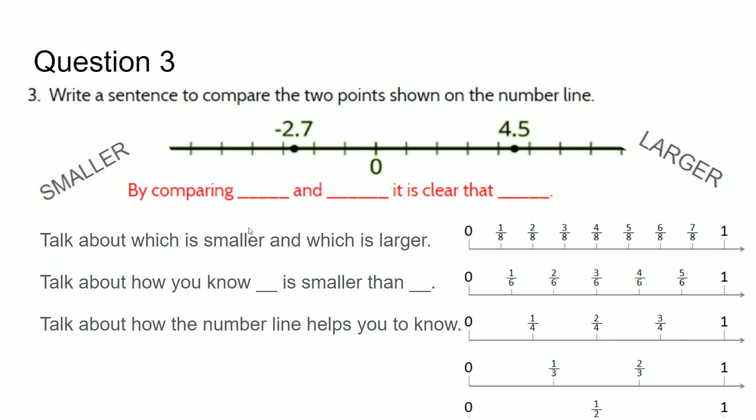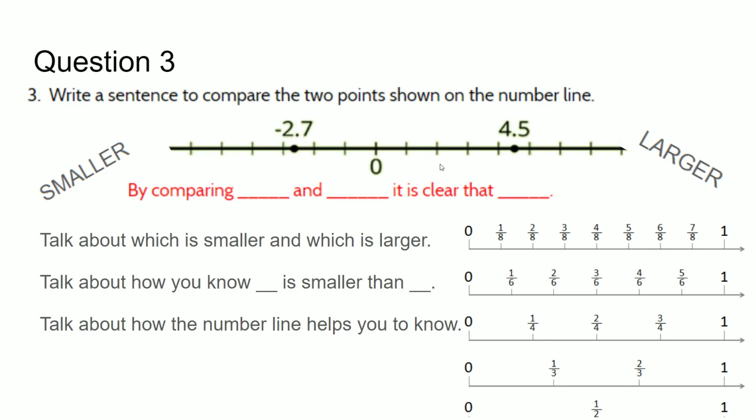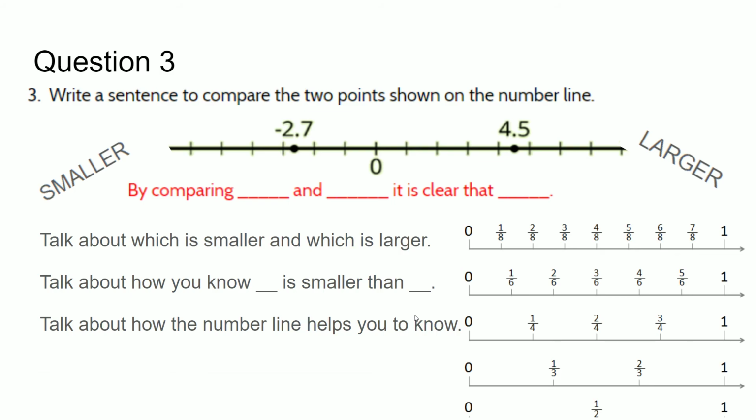Here are some things that you can talk about when you're explaining this. Talk about which is smaller and which is larger. Or you could talk about how you know blank is smaller than blank. Talk about how the number line helps you to know that one is smaller than the other or one is bigger than the other. You could use an example to explain it like temperature or money. So just think about all those things when we worked with the number line.